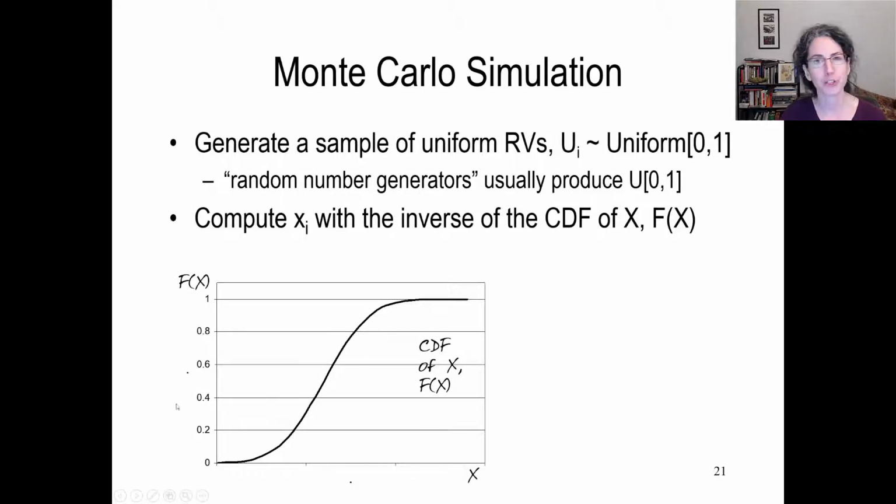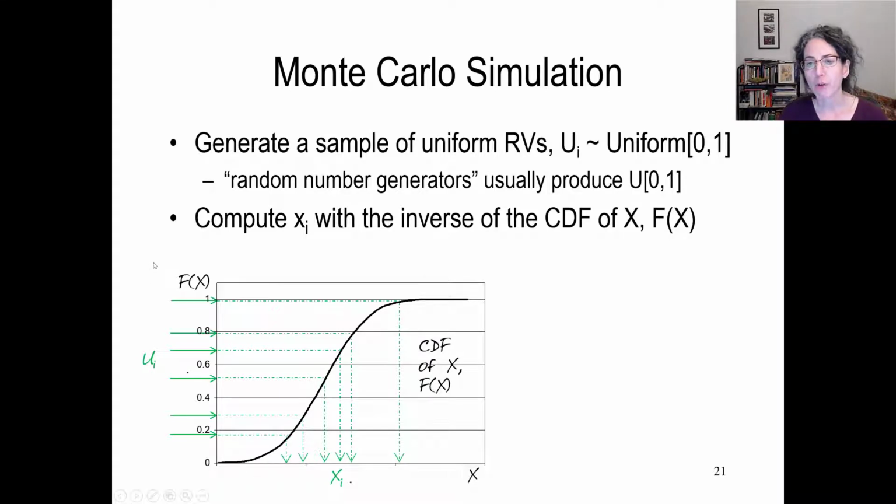So I like to show this visually. We're going to take each of the uniform values, put it on our vertical axis as a cumulative probability, reflect it through the curve and down to get a value of x. We're going to take the next one, reflect it through the curve down for another value of x, and then another, and another, and another, and then another.